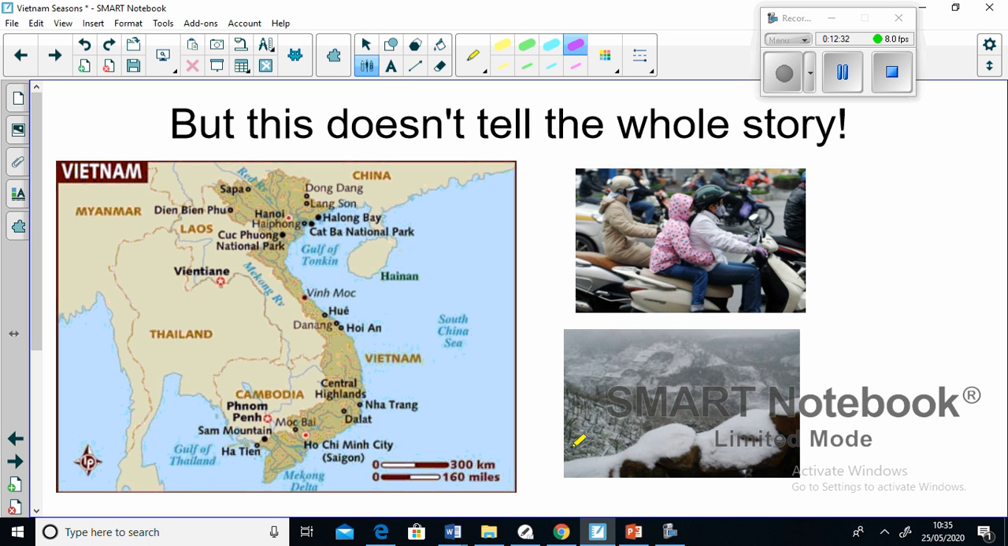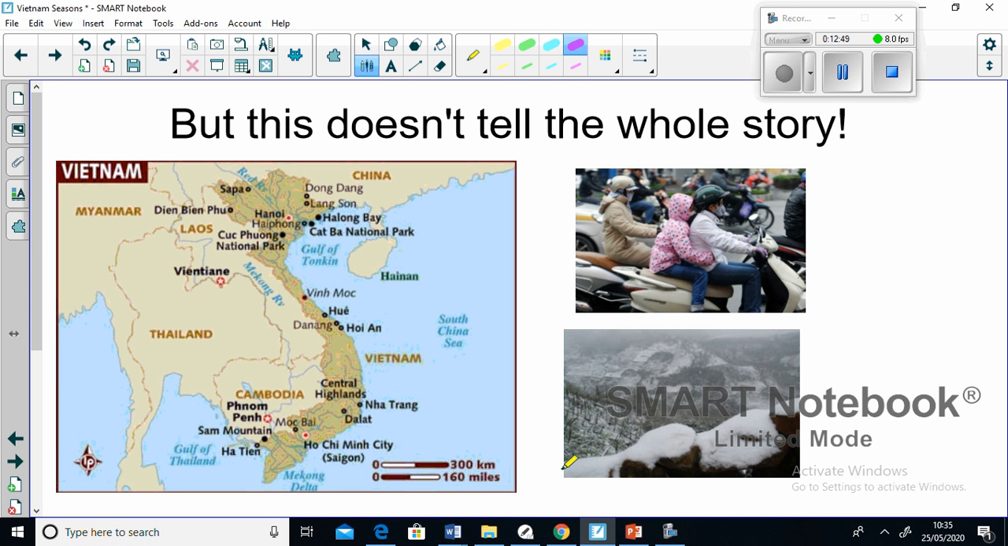Now this picture is quite rare. Okay, when this picture was taken, this was the first time it had snowed in Sapa for I think about 100 years. It does sometimes get so cold that it can even snow in Vietnam, but it's very, very rare. But it does often get quite cold and quite chilly.